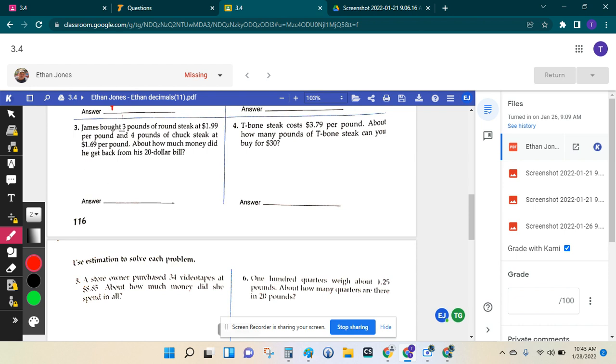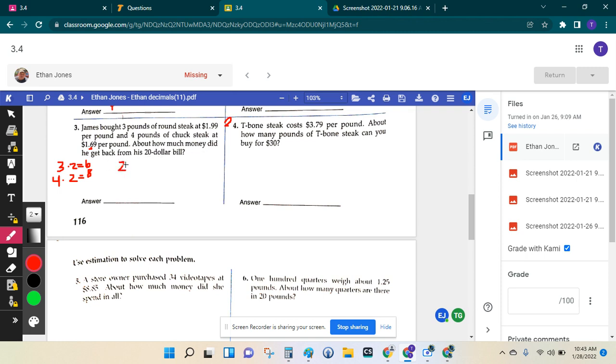Then the same thing here. You've got 3 pounds, and it's $1.99. So the $1.99 would round to 2. So you'd say 3 times 2, which is going to give you 6. And then you got 4 pounds of chuck steak at $1.69. And that 69 is going to make that dollar round up to 2 again. So 4 times 2, because you had 4 pounds, they were $2 each. 4 times 2 is 8. So again, you're going to come up with 14. Okay, except for this time, you're going to say how much money would they get back from 20.